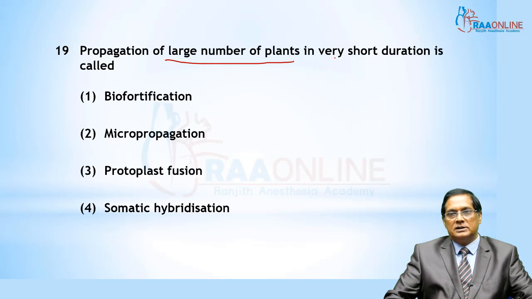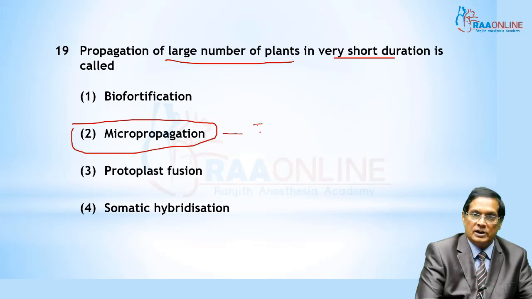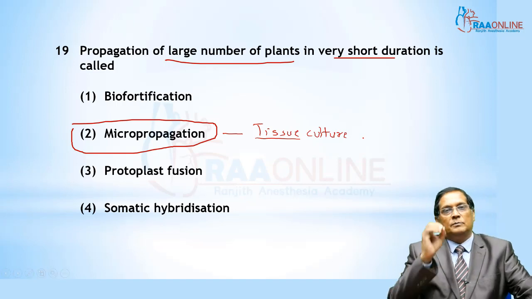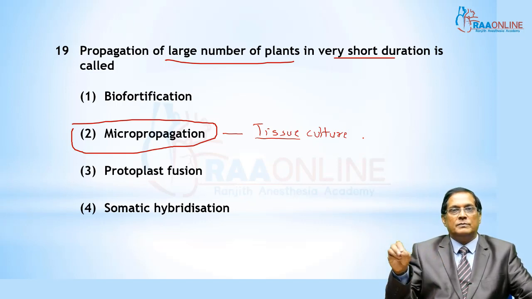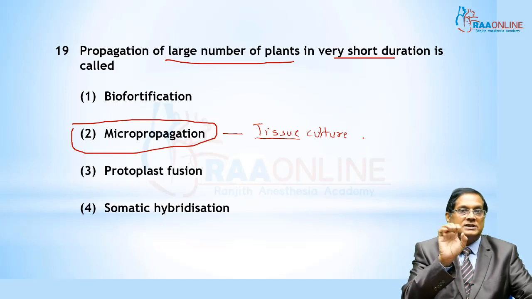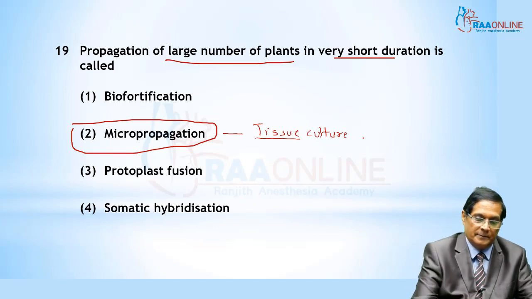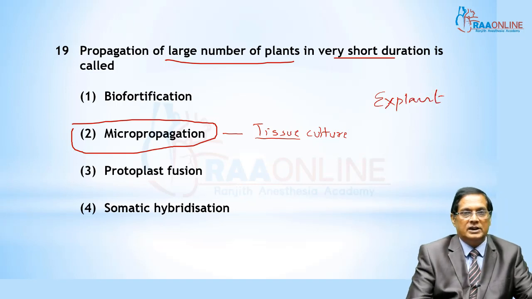Propagation of a large number of plants in a very short duration is possible only by micropropagation or tissue culture. A part of the plant, known as the explant, is taken out. A number of parts are taken and developed in the test tube. They are induced to develop into new plants by this technique, known as micropropagation, and the plant part which is used for this purpose is the explant. Explant is that part of the plant which is used for tissue culture.